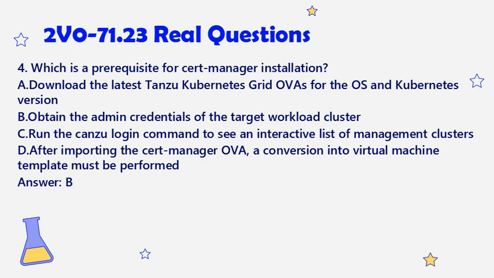4. Which is a prerequisite for Cert Manager installation? A. Download the latest Tanzu Kubernetes Grid OVAs for the OS and Kubernetes version. B. Obtain the admin credentials of the target workload cluster. C. Run the Tanzu login command to see an interactive list of management clusters. D. After importing the Cert Manager OVA, a conversion into virtual machine template must be performed. Answer: B.